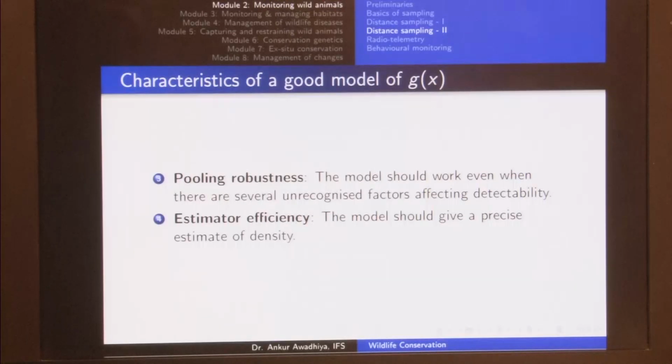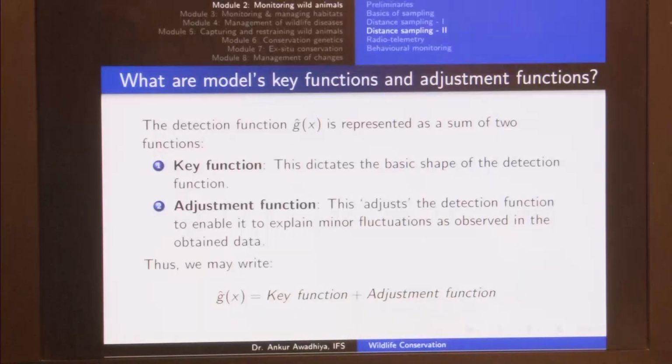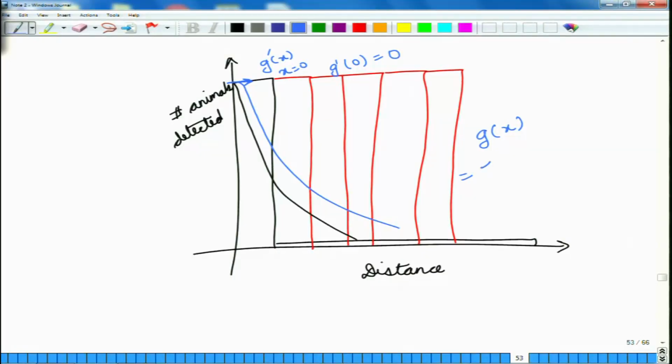The fourth is estimated efficiency, which means that the results that we are getting should be as precise as possible. So, when we write g of x in a general form, we can write it as g of x is given by a key function plus an adjustment function.